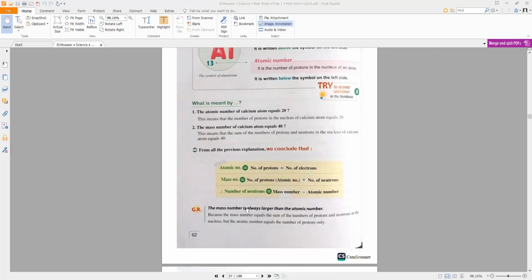The mass number is always larger than the atomic number. Why? Because the mass number is the sum of the numbers of protons and neutrons, but the atomic number equals the number of protons only, so the mass number is always larger than the atomic number.